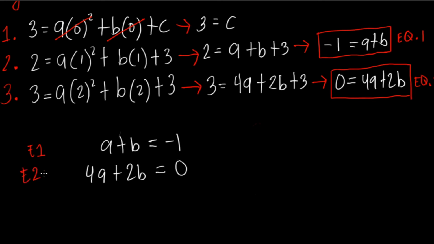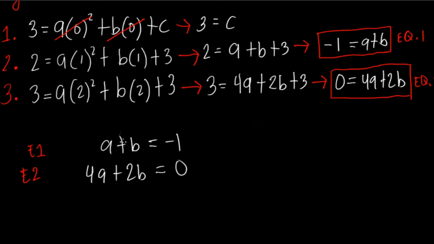Ganito yan kadali. Kailangan natin may makancel na isang letter. Dalawa kasi yung letter, A and B. Kailangan may makancel na isang letter. So, anong pwede nating i-cancel? Anong gusto nyo? Ang gusto ko kasi B, kasi madali. So, B tsaka 2B.